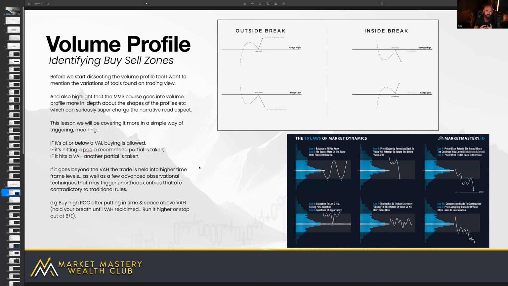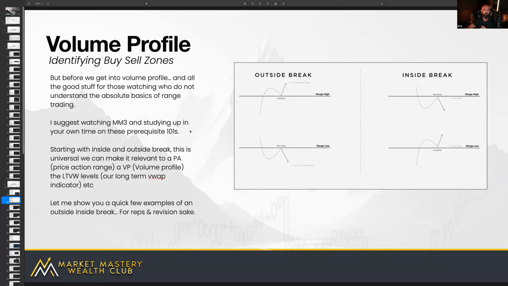Okay, so that's for you guys who don't know what I'm on about. I believe I've got an example to show you. I have a monthly example to show of exactly that. Okay. So before we get into the volume profile and all the good stuff, for those watching who do not understand the absolute basics of range trading, I suggest watching MM3 and starting up in your own time on these prerequisite 101s, starting with inside and outside break. This is universal. We can make it relevant to a price action range, a volume profile range, LTVWs, etc.